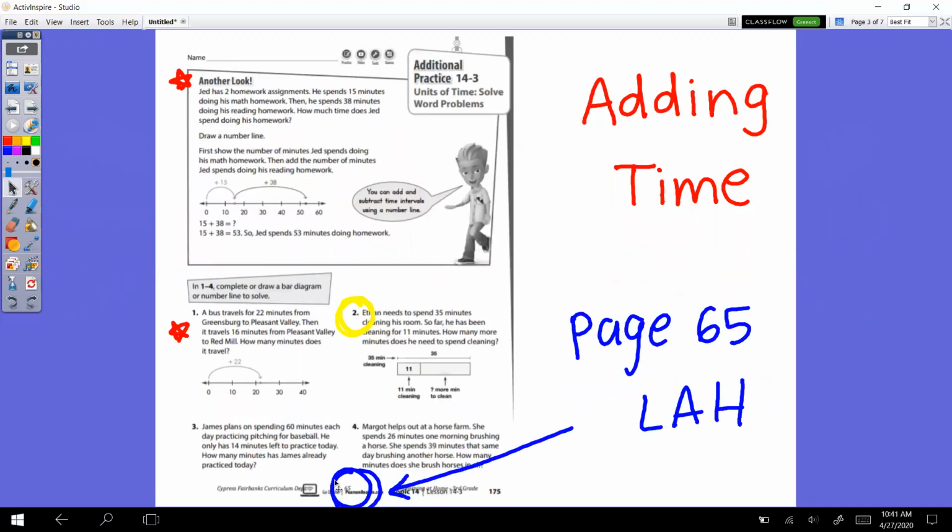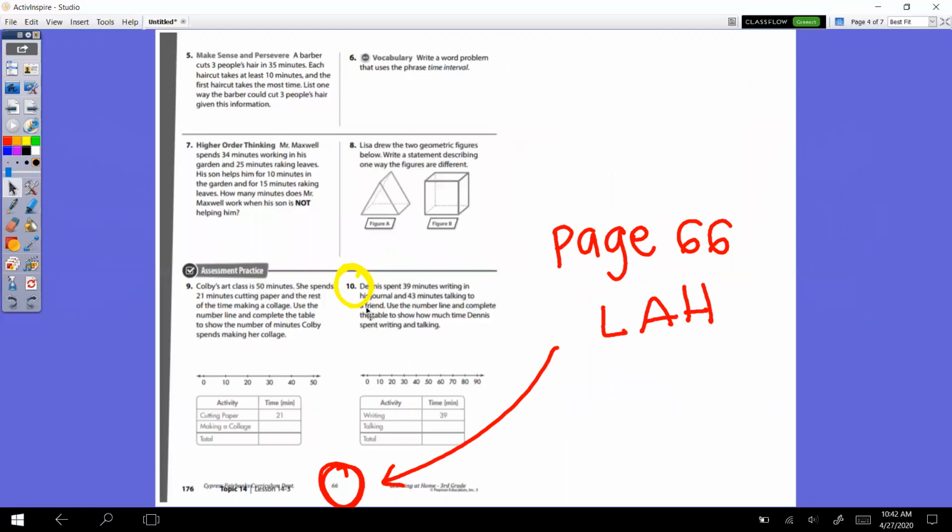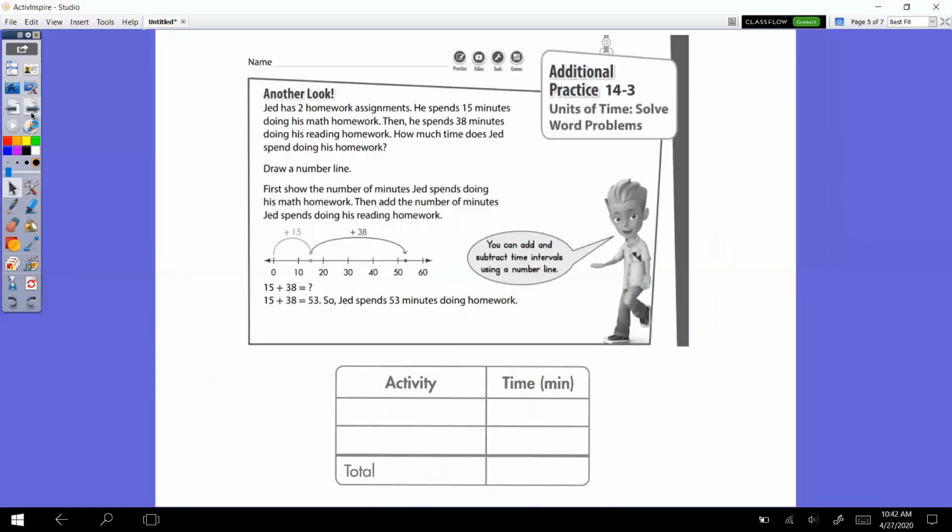We're going to be working on pages 65 and 66 of your learning at home packet. And we're going to do the Another Look together and question 1 together, and then you guys are going to be responsible for doing questions 2 and 10. Those 2 questions, 2 and 10, on pages 65 and 66 are also going to be on the Google form. So whenever you solve everything and find your answers for questions 2 and 10, make sure you're recording them on your Google form. All right, let's get started with the Another Look section.